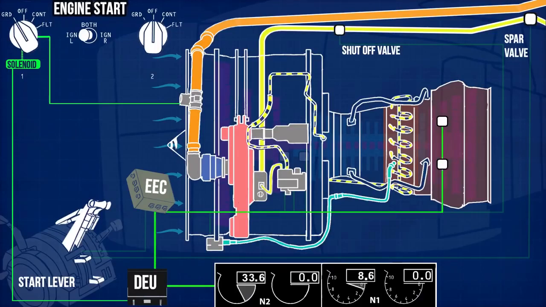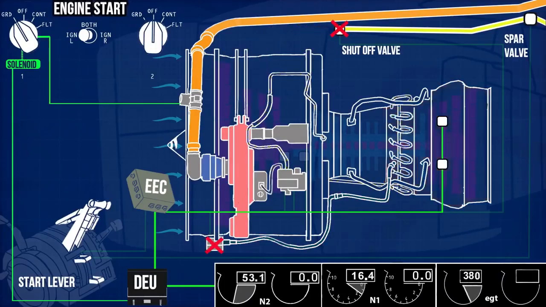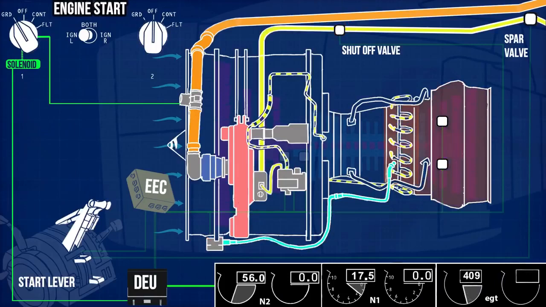Thermocouple sensors send the exhaust gas temperature data to the EEC. The EEC monitors engine parameters, and if it notices any anomaly, immediately cuts off the fuel supply and ignition. At 56% N2, the engine reaches a self-sustainable level.